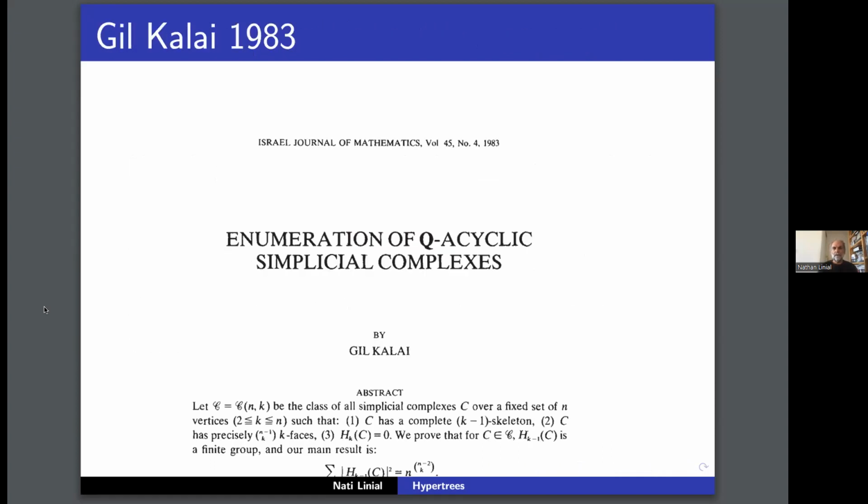So a crucial ingredient in what I'm going to talk to you today starts from a paper of Gil Kalai 40 years ago in the Israel Journal of Math. The paper is called Enumeration of Q-acyclic simplicial complexes, and he really defined the notion of hypertrees, which we're going to discuss today.